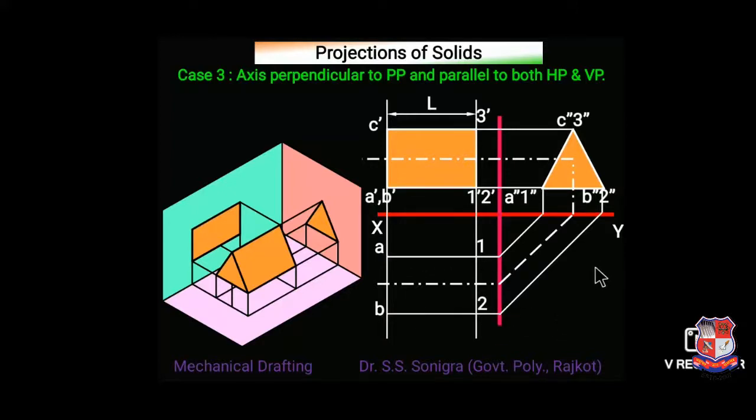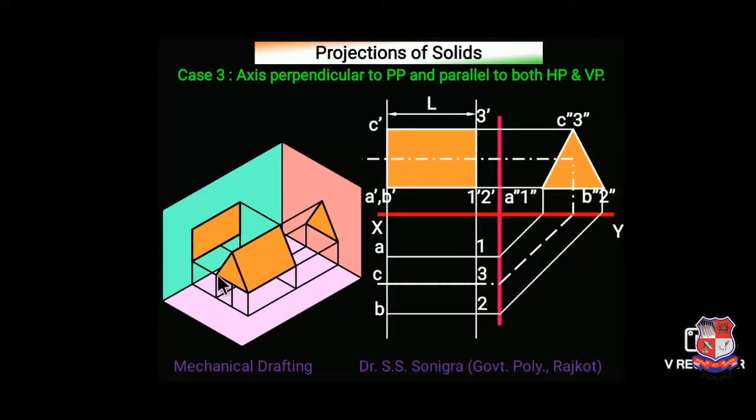B2 would be here. A1, B2. Now where will C3 be? Yes, C' 3' is here. C'' 3'' is here. So project point C and 3 on this top view: a vertical line from here, a 45 degree line and a horizontal line. Yes, so here C and here 3.